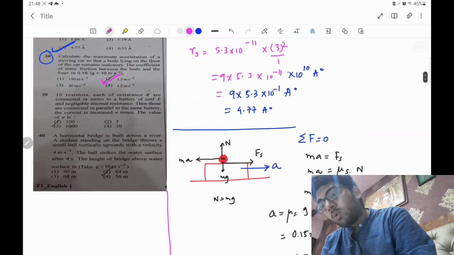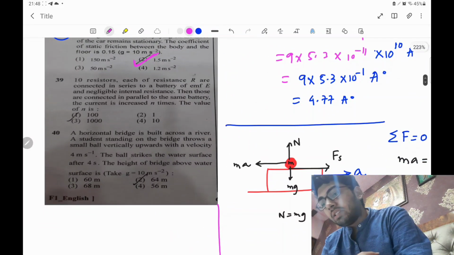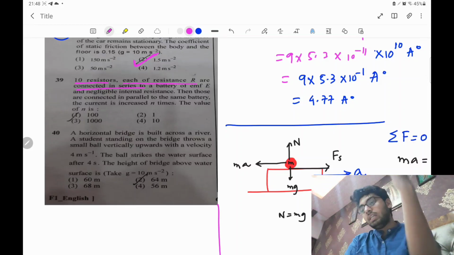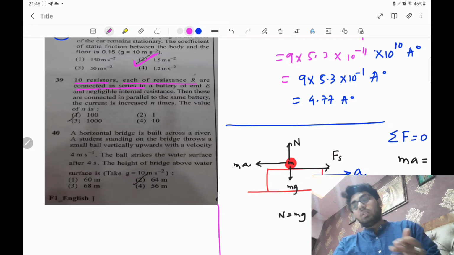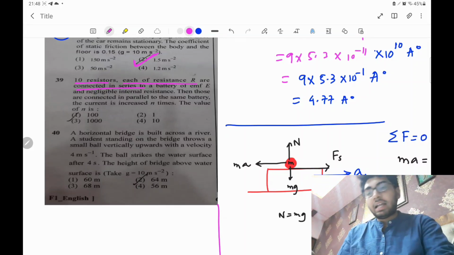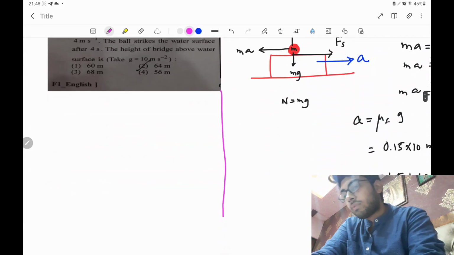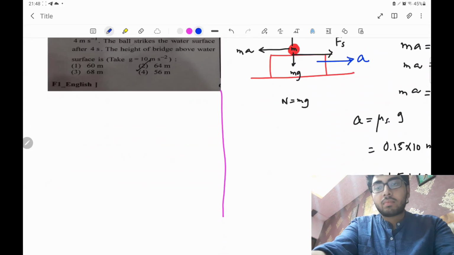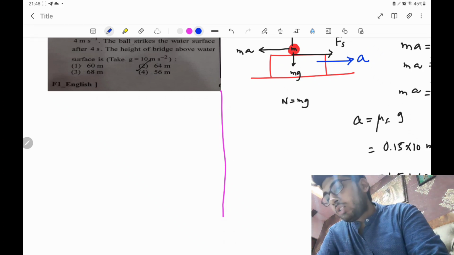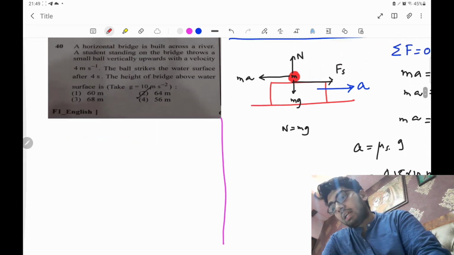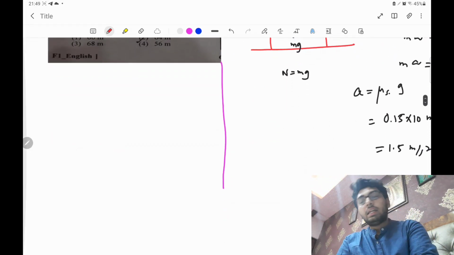Question number 39 is simply saying that 10 resistors, each of resistance R, are connected in series to a battery of EMF E and of negligible internal resistance. Then those are connected in parallel to the same battery, the current is increased n times. So the value of n is, so the simple concept here is that, so the question was like that. Just try to understand the concept. They are telling about that first.